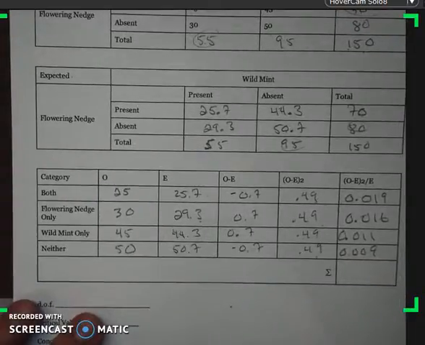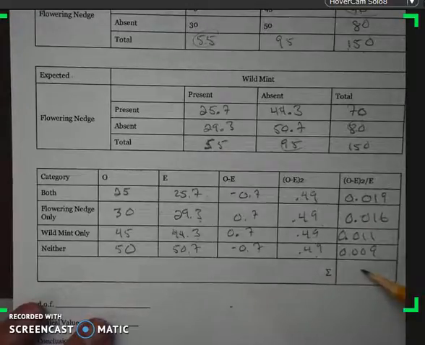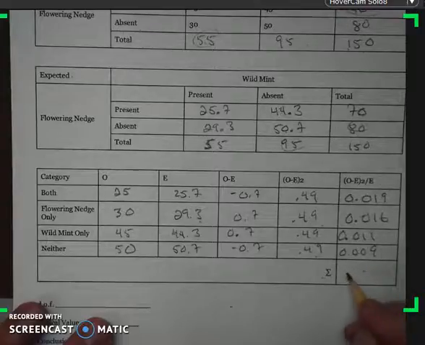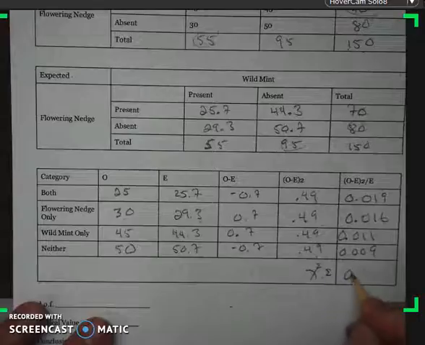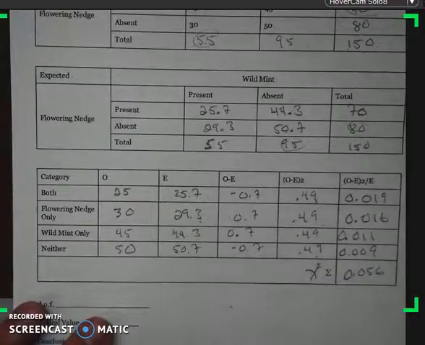Okay, so here we have these. We're going to total these, so we're going to sum at the bottom, and this is our chi-square, the sum of that, and that's going to be 0.056.